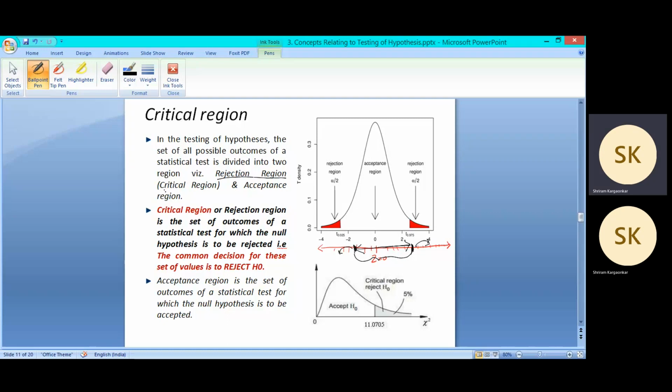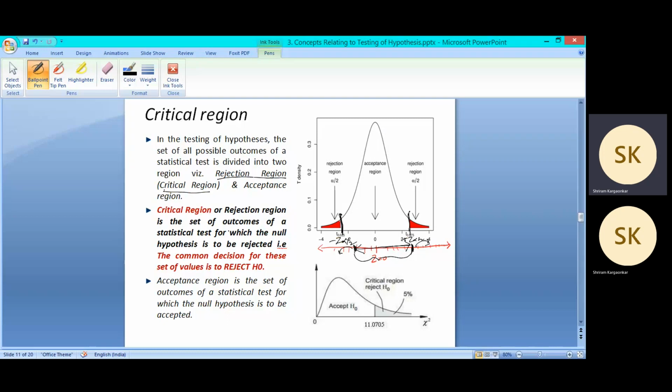First one is the rejection region, which is nothing but the critical region, and acceptance region. Suppose this is the normal curve you can see in front of the screen, and here this is the critical value, whatever value it may be, suppose minus z alpha by 2, and this is plus z alpha by 2.